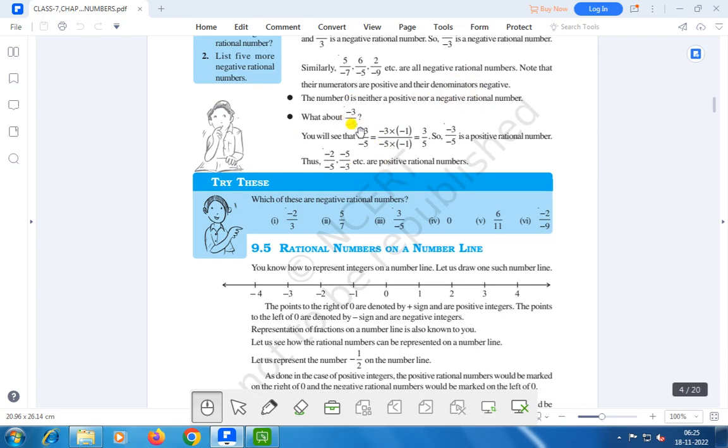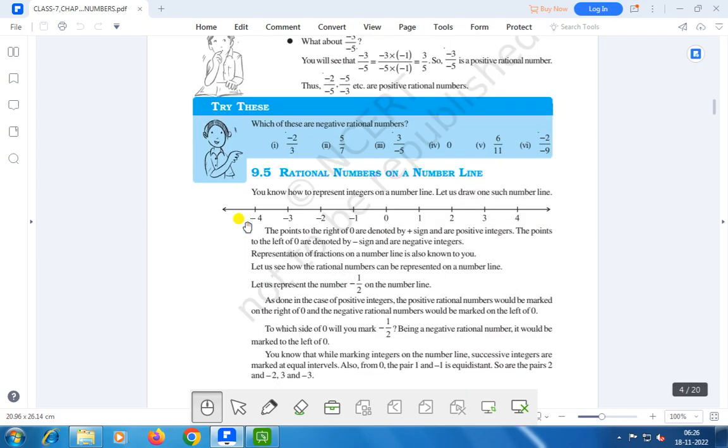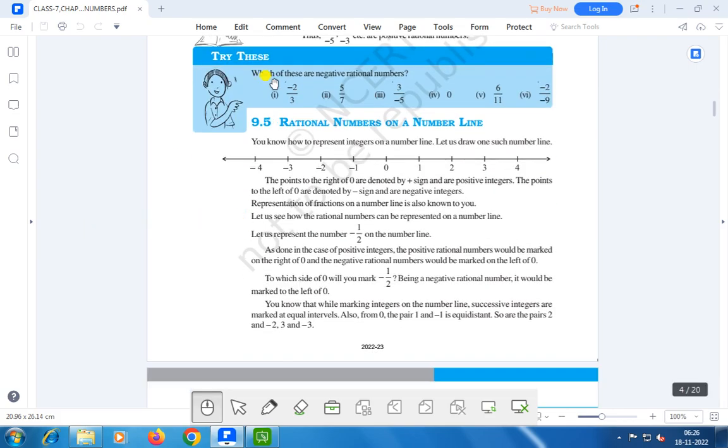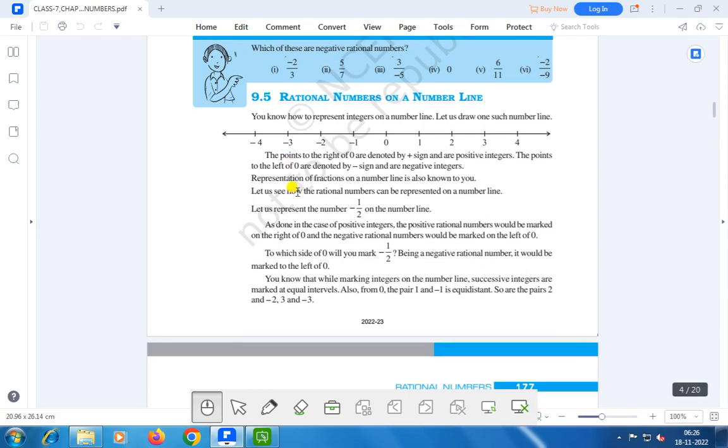What about -3/-5? You see that if we multiply it by -1 in the numerator and denominator, we get 3/5. Therefore, -3/-5 is a positive rational number. -2/-5, -5/-3, etc. are all positive rational numbers, right? Which of these are negative rational numbers? This is a negative rational number, this is a negative rational number, and these are all positive rational numbers.